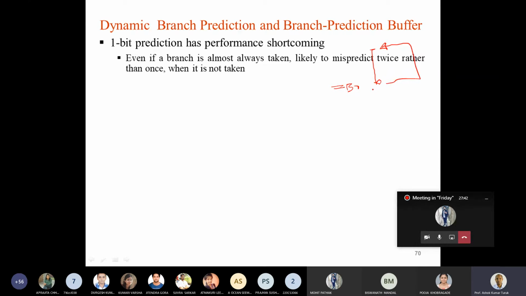Rather, you will go out of the loop and execute the next sequential instruction after the branch. So if this was at instruction I, the next sequential instruction will be at I plus 1, and this branch instruction is not taken. So the information stored at the memory location corresponding to this branch is not taken.